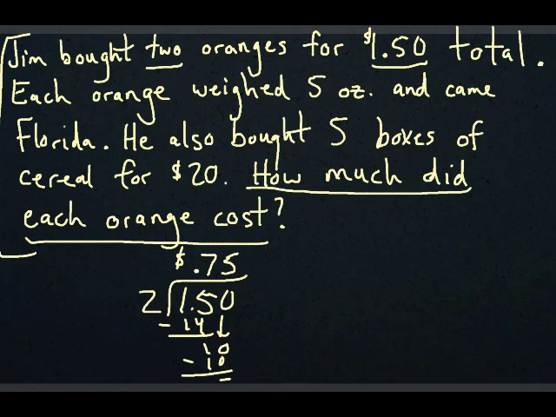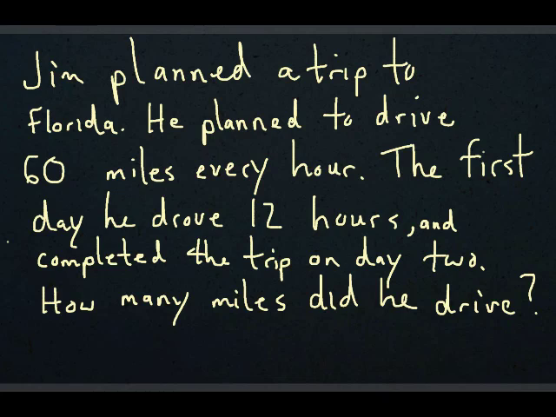All right, so we've done one that has too much information. Why don't we look at one where you're going to have to figure out what's missing? All right, so here's another word problem about Jim. He's planning a trip to Florida. Maybe he liked the oranges so much that he decided he had to go get his own straight from Florida. Anyway, he planned to drive 60 miles every hour. The first day he drove 12 hours, and he completed the trip on day 2. How many miles did he drive?